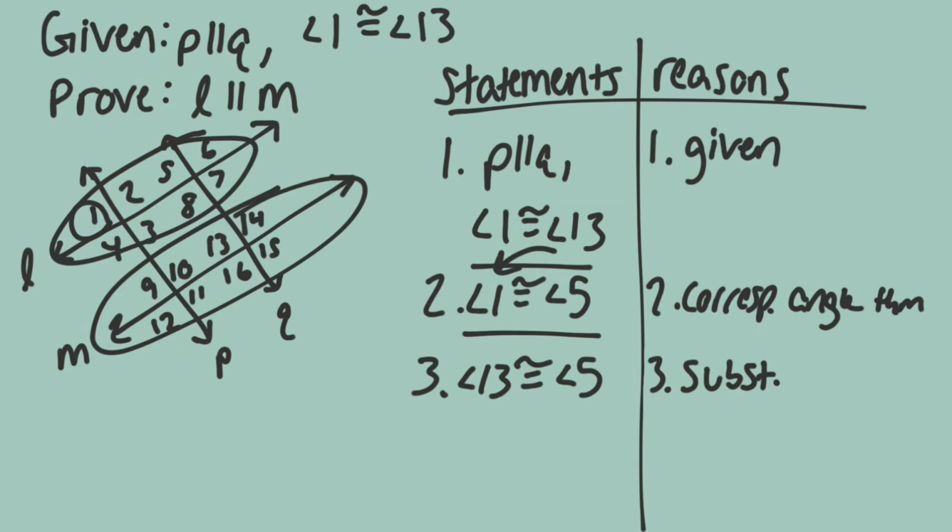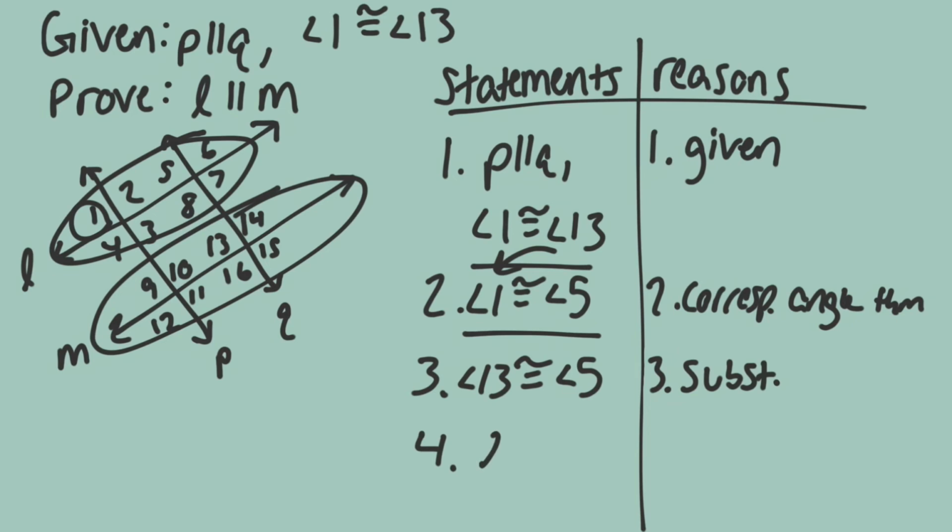And that was by the transitive property, or substitution. And we just proved that angles 5 and 13 are congruent. And because they're corresponding angles and they're congruent, now we know that it must be cutting across two parallel lines. So lines L and M must be parallel. And that's because corresponding angles are congruent.